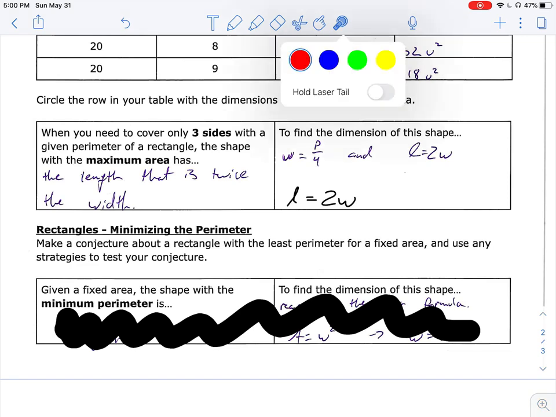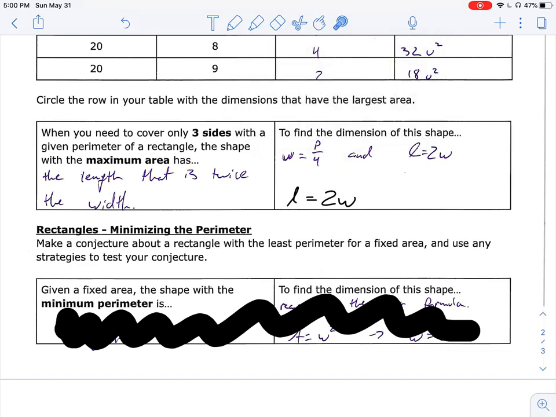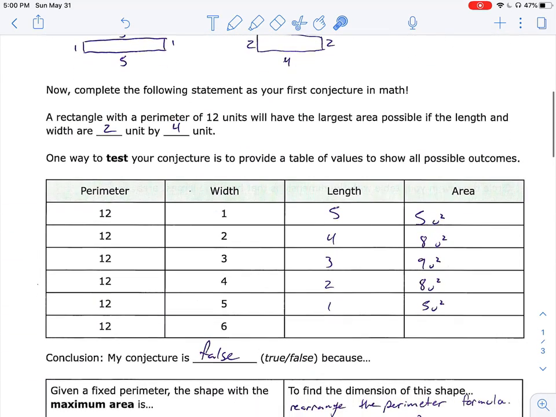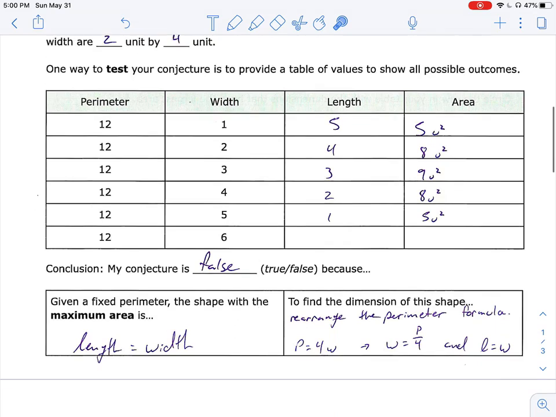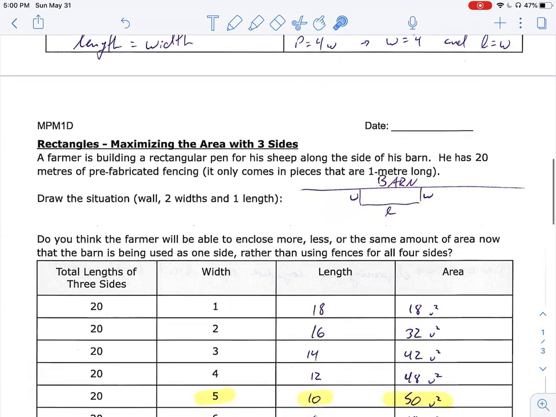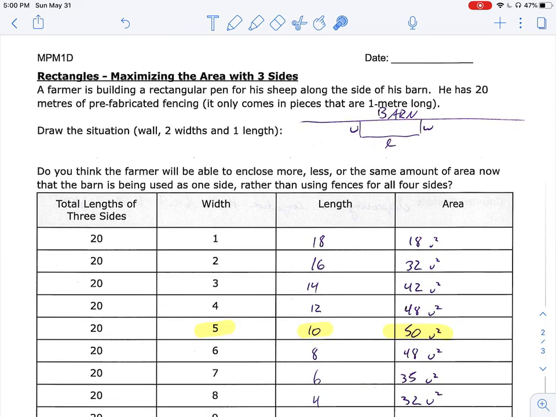Again, so the big takeaways is that when you have a 4-sided figure, the optimal area is when the width is the same as the length, or the square. The 2-dimensional shape that gives us the most area for the least perimeter is the square. And then when it comes to rectangles, we're maximizing the area with 3 sides. The length is double the width.